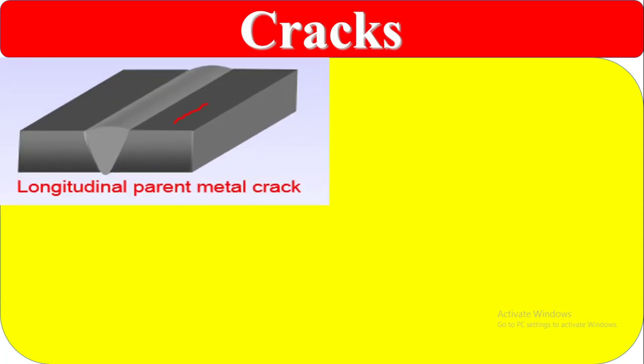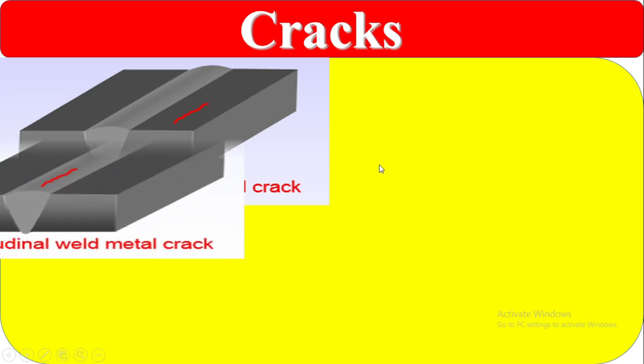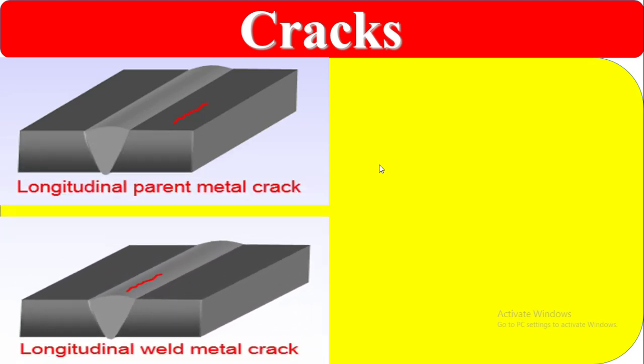You see the longitudinal parent metal crack. It is a parent metal crack, not in the weld position, you understand here. You see the parent metal crack in the longitudinal direction, on the same line as the welding. So that's a longitudinal parent metal crack. Now the longitudinal weld metal crack is in the weld. If it is in the weld, you see the weld bead, there is a long weld crack, that is the longitudinal weld metal crack.